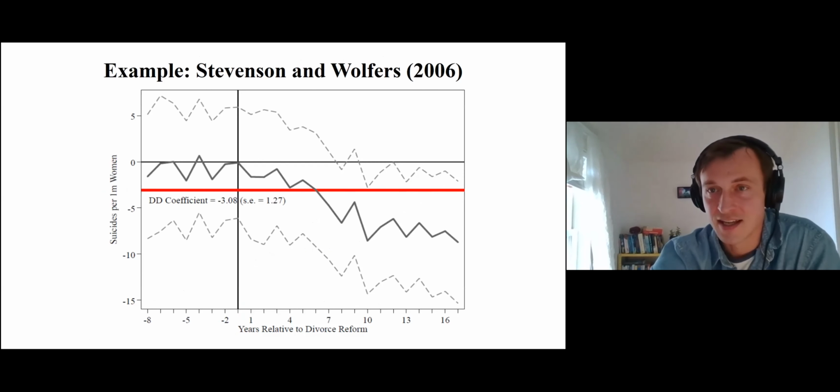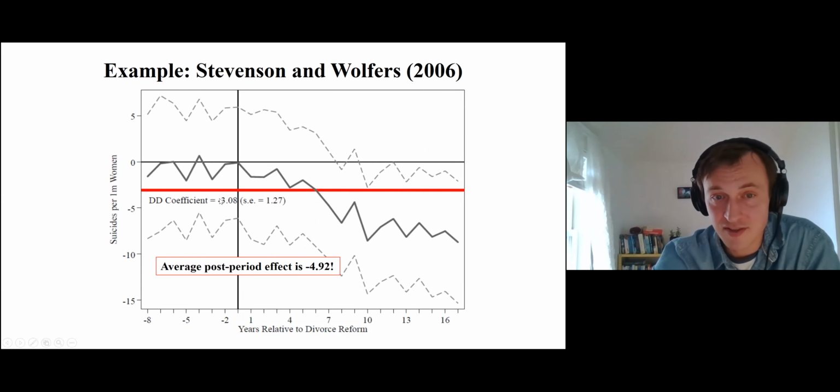I can show it to you in Stevenson and Wolfers. Look at this event study. It's a trend break. It settles down after about 10 years, but it's changing. But if you were to average these post-period coefficients in the event study, it's like -5. But look at what the diff-in-diff is telling us. Look at the two-way fixed effects diff-in-diff. It's telling us -3. That's a very big difference.